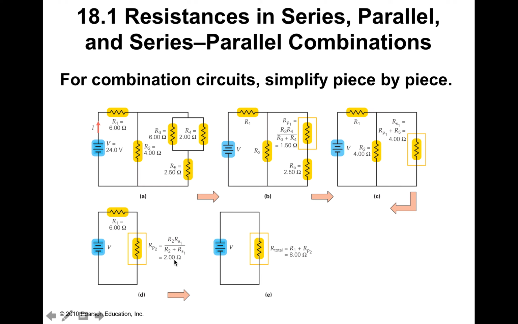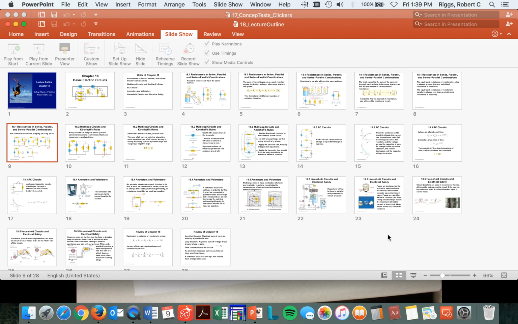So then now they're in series, and so the total resistance there was 8. That was pretty huge. All right, so we'll look at one in the book here real quick, in the next movie.